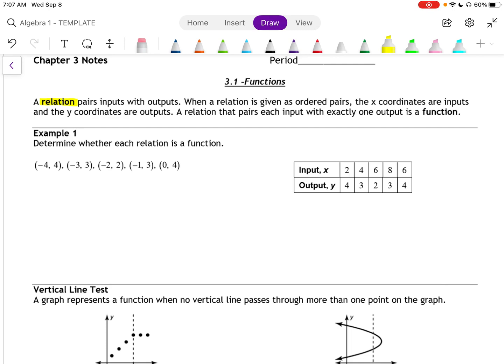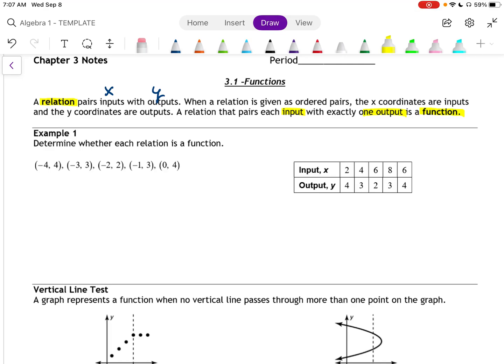You're normally talking about numbers, right? X and Y is normally what we call these. X is our inputs, Y is our outputs. And when a relation is given as ordered pairs, the x coordinates are inputs and the y coordinates are outputs. That's what I just said. A relation that pairs exactly each input with one output is called a function. So a function is a special kind of relation that pairs each input with one output.